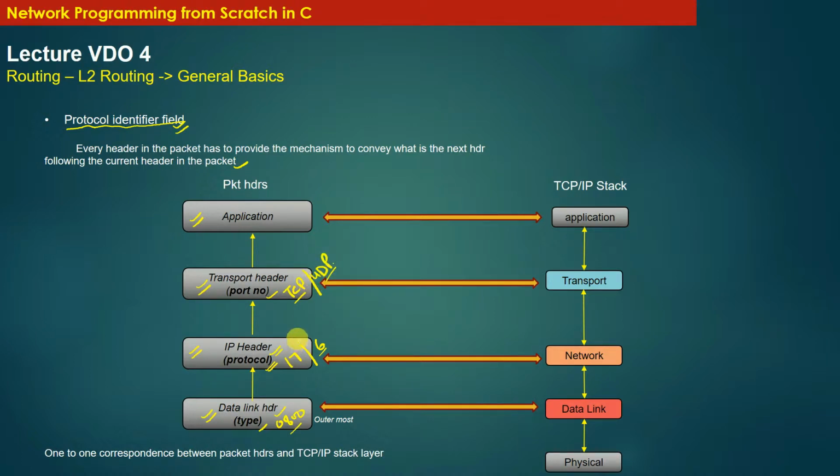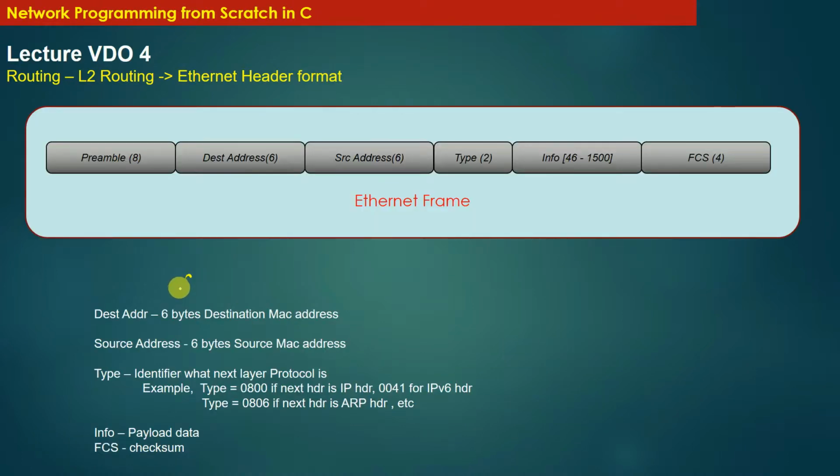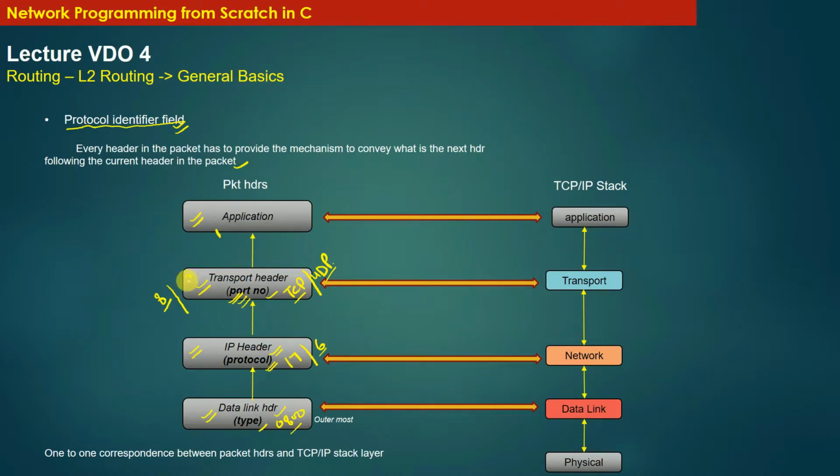Then the transport header has a port number. The port number uniquely identifies the application which is running on the machine, and that application is interested in receiving a packet in which the port number is specified. For example, in the transport header, suppose the port number is 8. Any application which is registered with port number 8 will receive this packet. Similarly, if the port number is, say, 20, port numbers are just integer values.